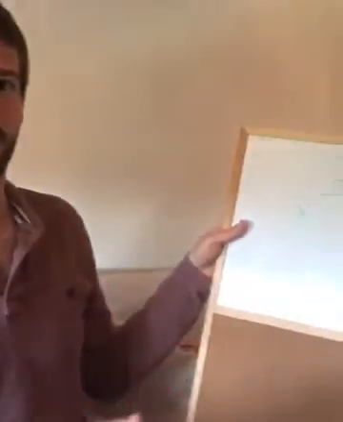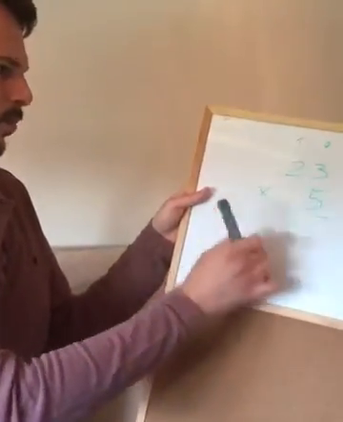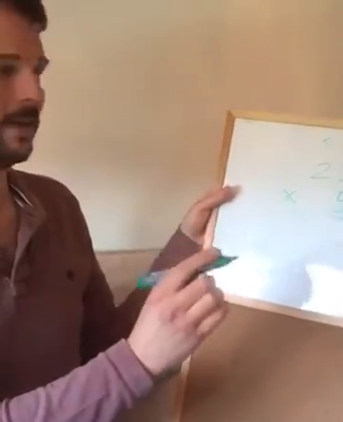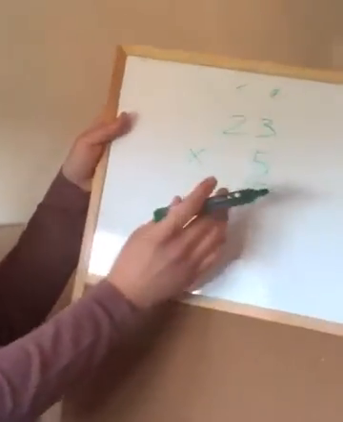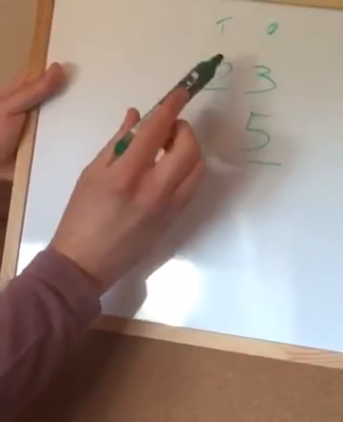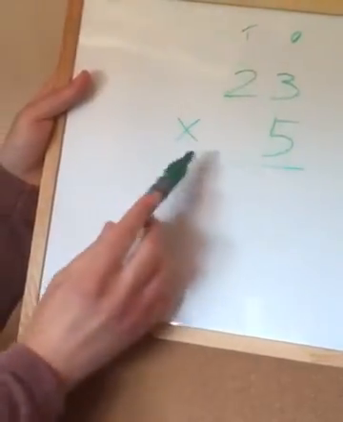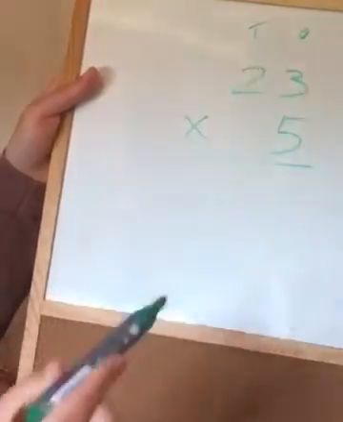So some of you use the column method, so that's where we write one number on top of the other and we multiply a column at a time. I've taken the same question, 23 times 5. I've written my 23 up here, so I've got a 2 in the tens column and a 3 in the ones column. And I've written my 5 down here in the ones column.